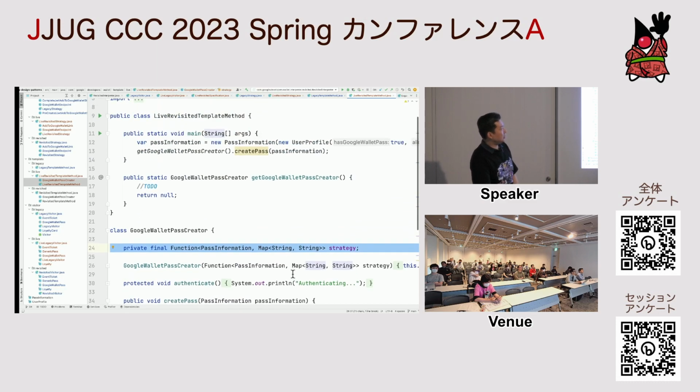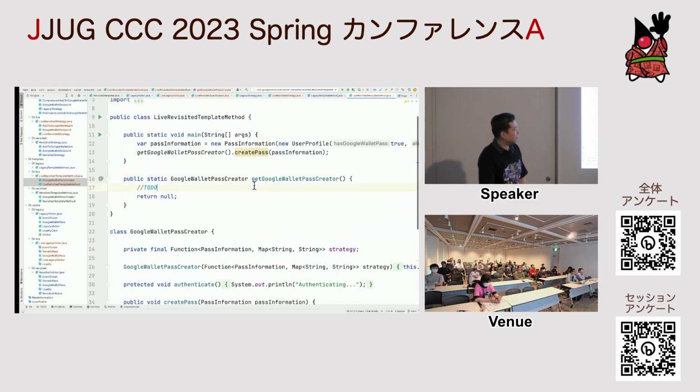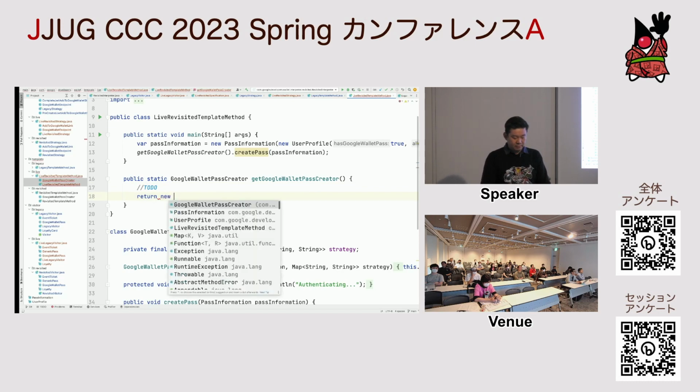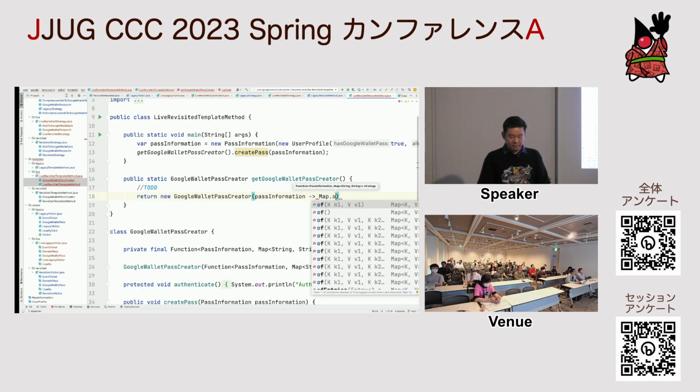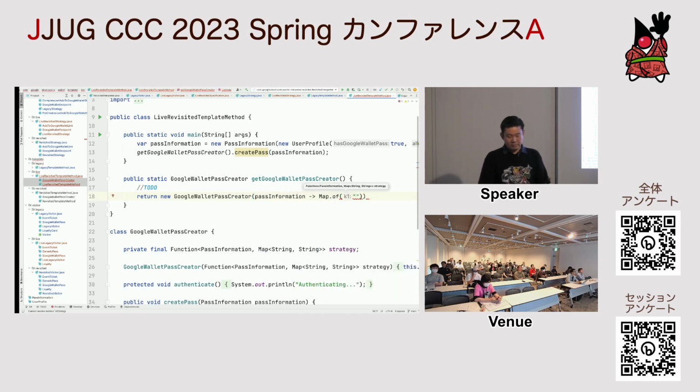And how do you use it? Well, you can do this. When you create a new Google Wallet pass creator, here it requires a function. So this function is going to receive a pass information, is going to return a map of generic or value.